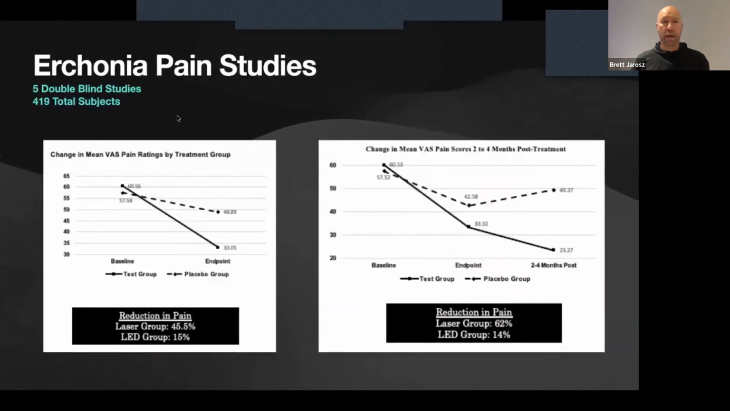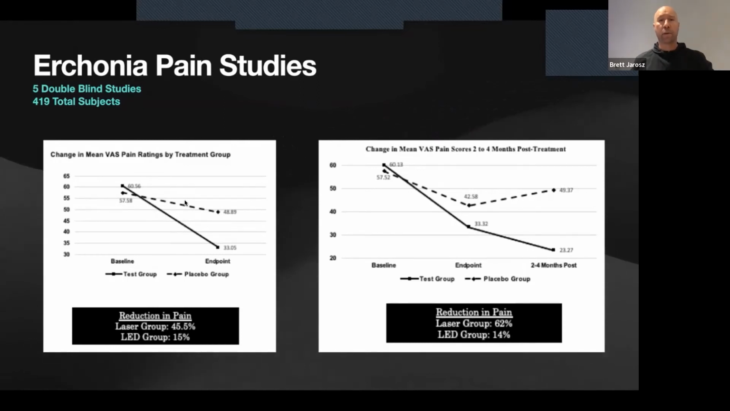So if we looked at the Erchonia pain studies, so 5 double-blinded studies, what we can see here is the dotted line is the sham group. The sham group in all Erchonia studies is using the same wavelength in an LED. So this particular group is the group that was receiving the 635 nanometer wavelength. Now this is a summary of all of the pain studies from Erchonia. So this includes comparing the shoulder pain study, the back pain study, the plantar fasciitis study, and this includes obviously comparing LEDs in one group and the laser from Erchonia in the other group.